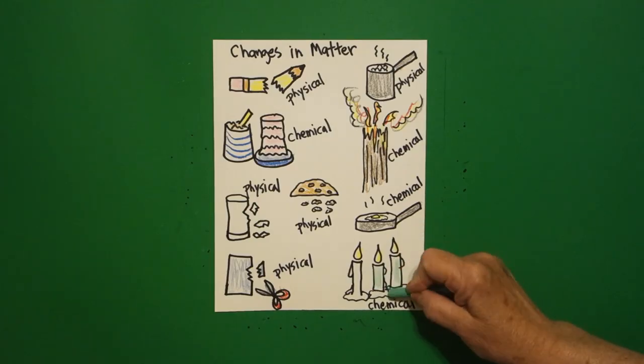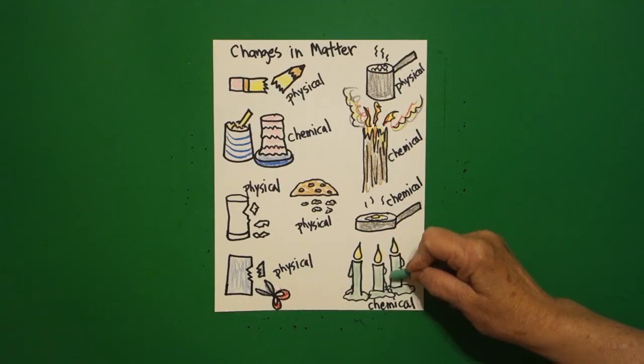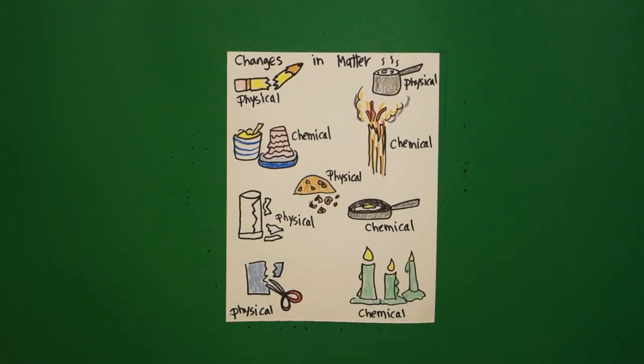You know, like I said before, when you do a chart, you want to make sure that your pictures and your labels are all good so that you can read it. Okay, let's see what this looks like all colored in. Okay, here's my changes in matter all colored in. Remember that if it's a physical change in matter, no new substance is formed. Like this cookie is still a cookie even though it's crumbled. And the chemical changes, a new substance is formed. So that's like having the ash from the wood or the wax dripping or an egg being broken and being fried. Okay, bye-bye.